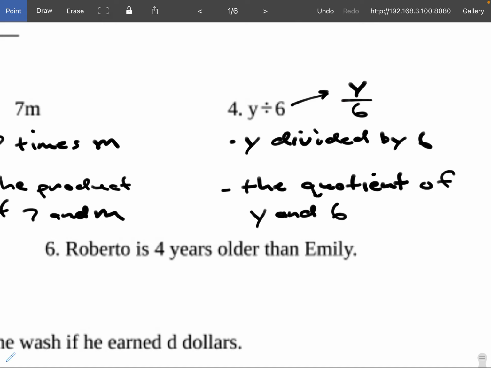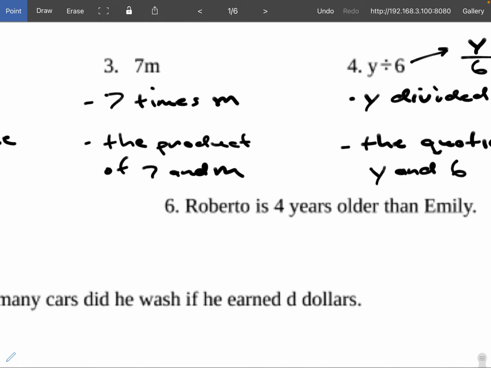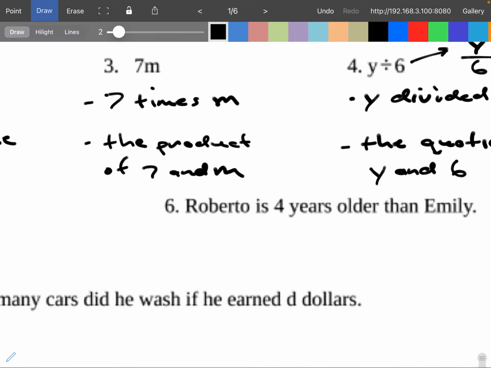What else is I going to tell you? Also, notice on the previous one, on number 3 there, we said 7 times m. Well, we could write that as 7 times m like that, right? But we don't usually like to do that in algebra. Why is that?